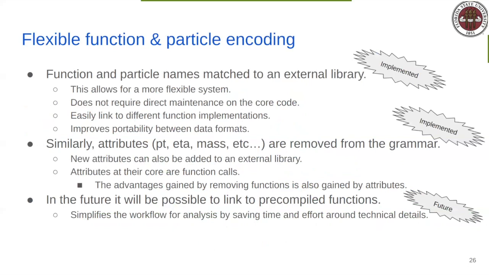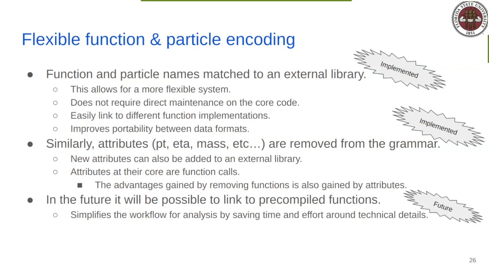So one of the main goals for the development of the new parsing system was to simplify the grammar in a way that removed particle, attribute, and function names directly from the grammar. Instead, these things are referenced in a library that's external to the parser. So the parser collects the information from the ADL file and makes this intermediate representation, the AST, and then over some passes over this AST, we can connect the various pieces from the ADL file to these external libraries to match up particle names, attributes, and functions and make sure that these are valid requests, if you like.